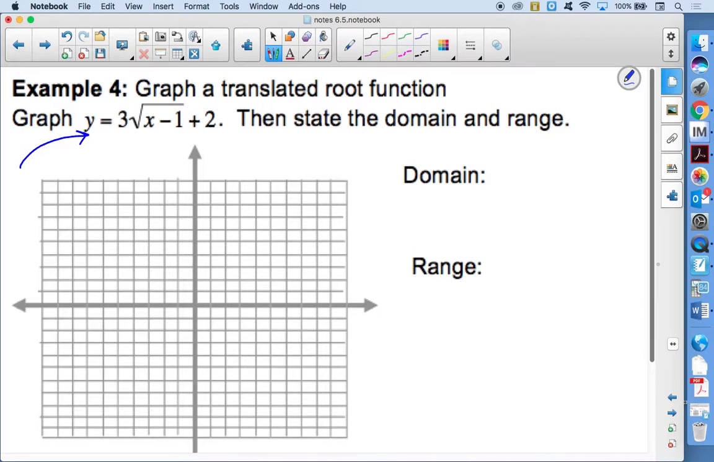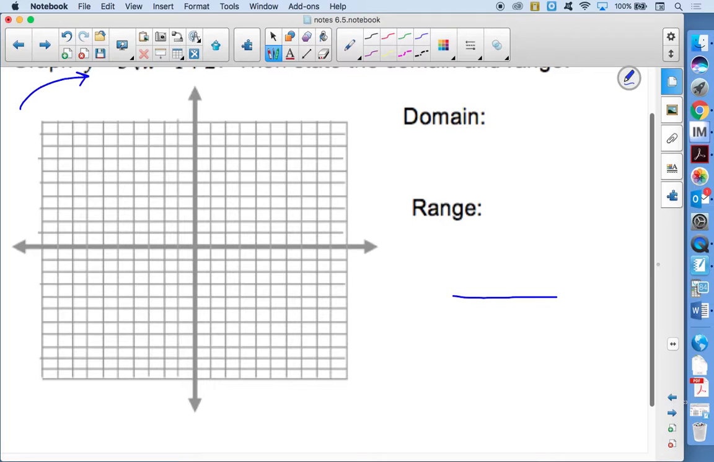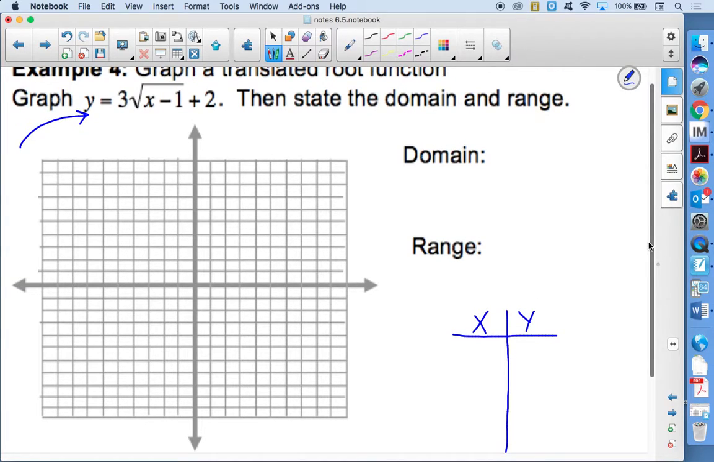So when you graph it and you plot your points, if it doesn't look like a hook and you have points that are up and down and all over the place, then you probably did something wrong with your calculations. We will be finding the domain and the range eventually, but we're going to get those after we graph it. So we're going to make a t-chart. The first point that we're going to get in the t-chart would be the critical point.